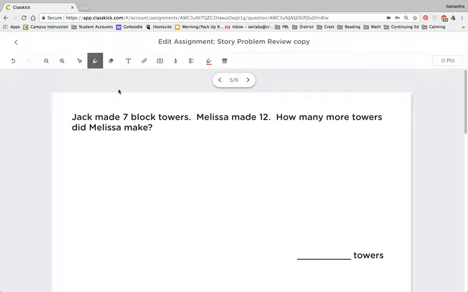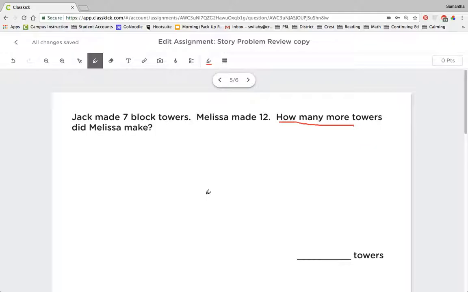I can tell this is a compare problem because it's asking me how many more, or it might ask me how many fewer or how many less. So when I'm comparing the two numbers of what these two people did, they both built towers, and I want to see how many more towers Melissa made. So I have to compare both of those numbers. I can do this a couple of different ways.